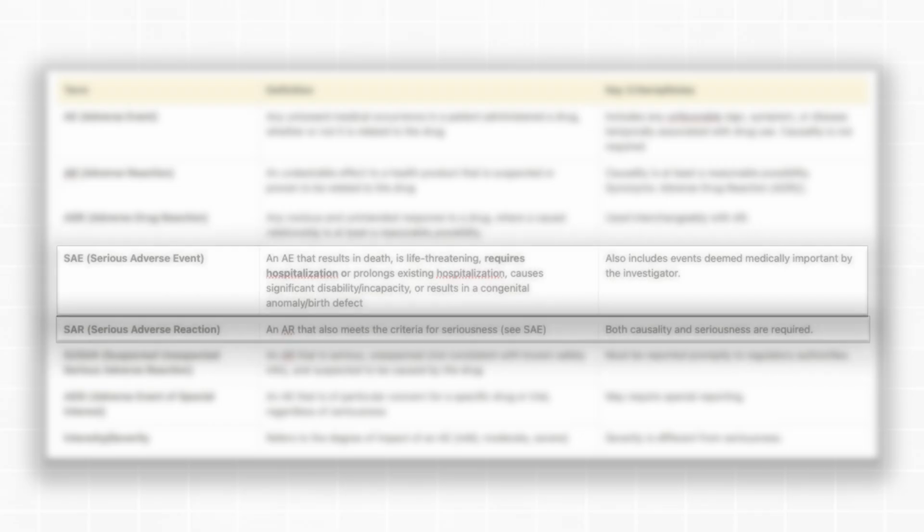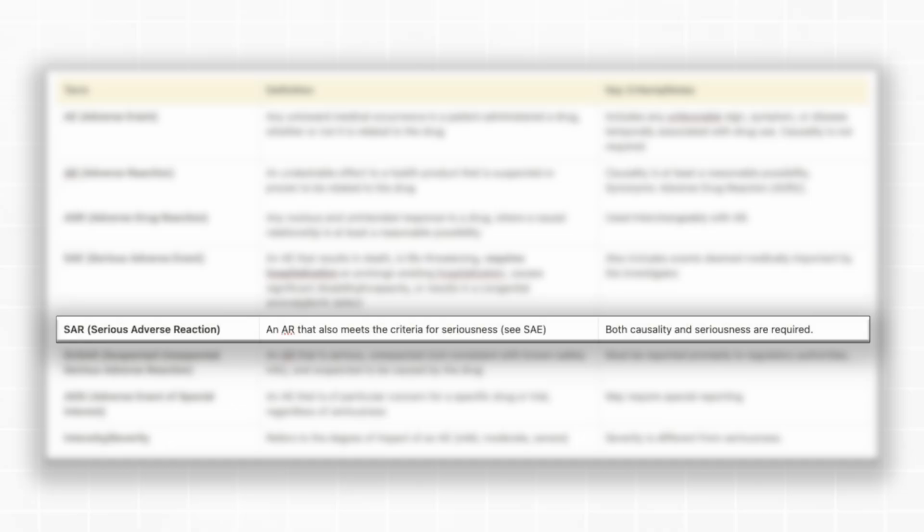If an adverse reaction is also serious, we call it a serious adverse reaction, or SAR. So the drug is likely to blame for the serious reaction. The way I remember it is that a drug causes a reaction and no drug causes an event.